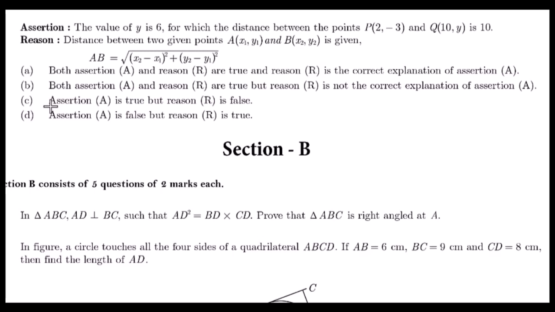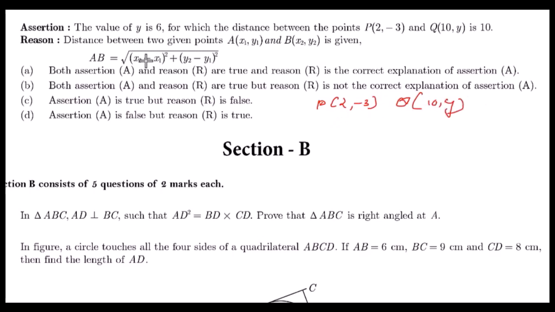And after simplifying this one, we will get the value of y. If y is 6, the assertion is correct. If the value is 6, this assertion will be correct. So let us check whether this value is 6 or not. That is the assertion: we are given P(2, -3) and Q(10, y), and the distance between P and Q is 10.